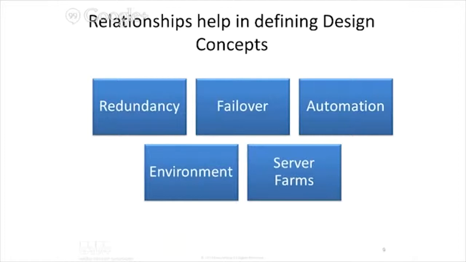If I don't know that there's a redundant system and there's no impact on service if one goes down, because the second one will take over, if I don't know that from some knowledge database or some kind of core knowledge, then I don't know that information unless I figure it out. And the benefit, again, of having effective relationships in CMDB is to help in defining these design concepts.